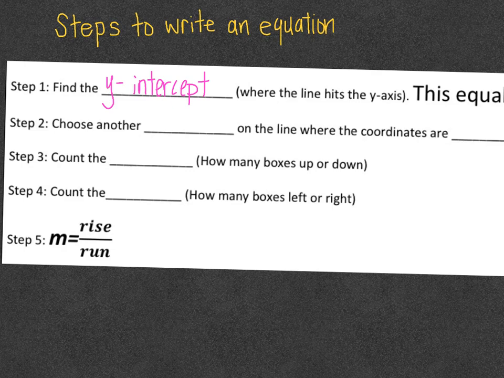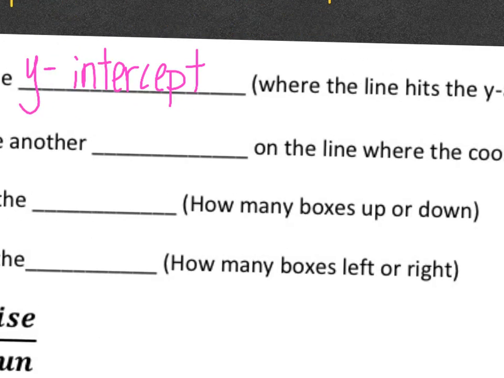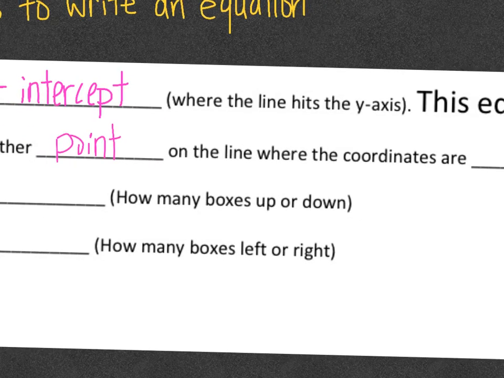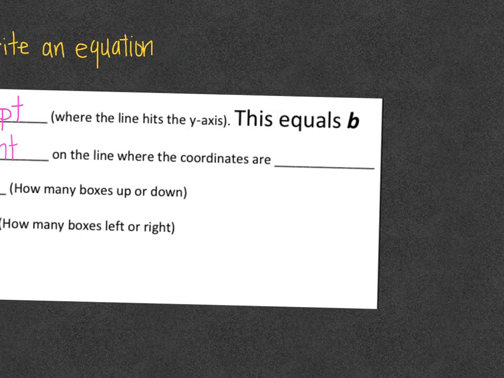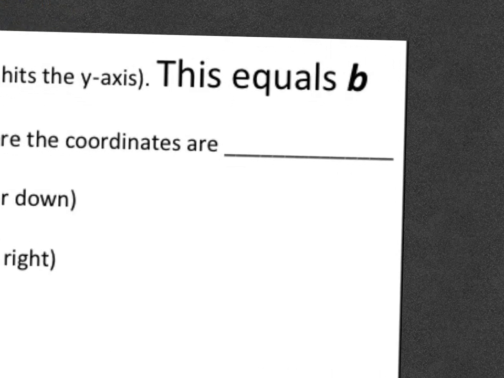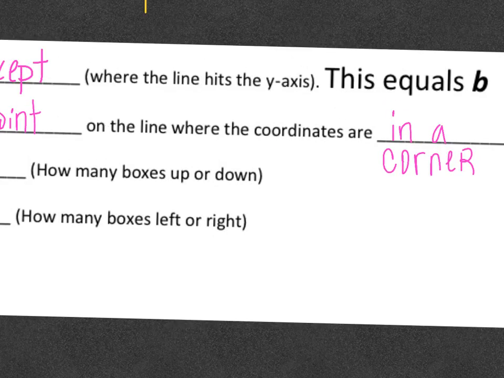So we want to choose another point. The first line is going to say point. Choose another point on the line where the coordinates are, and this line's not really big enough for me, so I want to pick a spot where the coordinates are in a corner. And when we get a real graph, I'll show you what that means in a second.